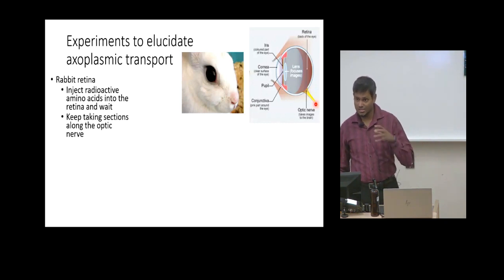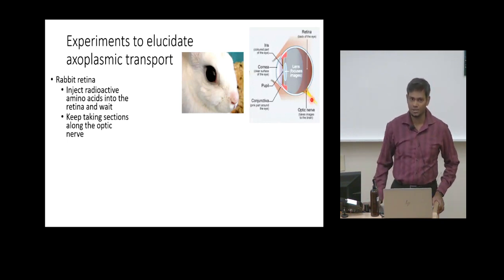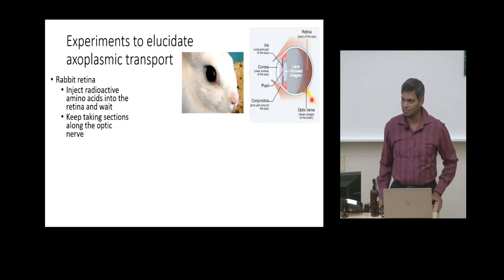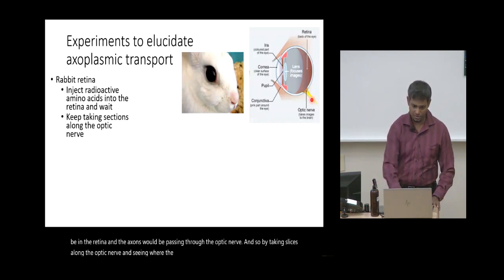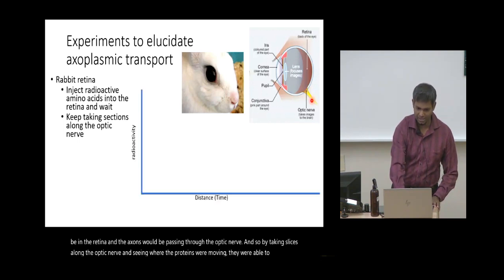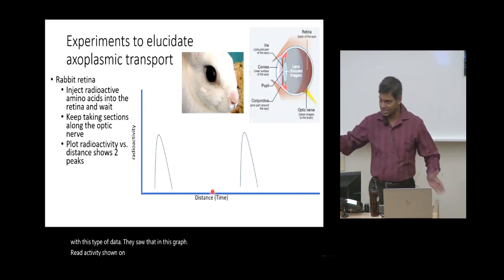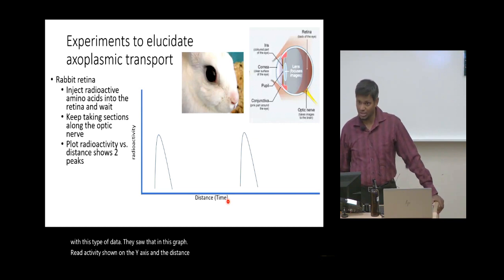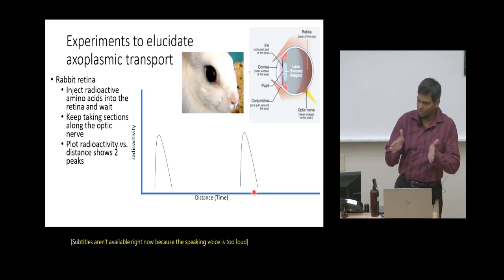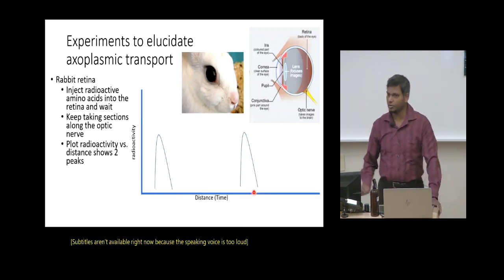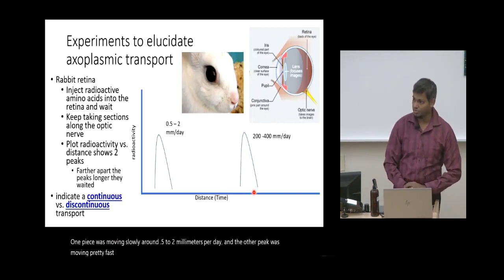The cell body would be in the retina, and the axons would be passing through the optic nerve. By taking slices along the optic nerve and seeing where the proteins were moving, they were able to come up with this set of data. In this graph you have radioactivity shown on the y-axis, and the distance covered as time elapses shown on the x-axis. They found there were two distinct peaks. One peak was moving slowly, around 0.5 to 2 millimeters per day, and the other peak was moving pretty fast, around 200 to 400 millimeters per day.